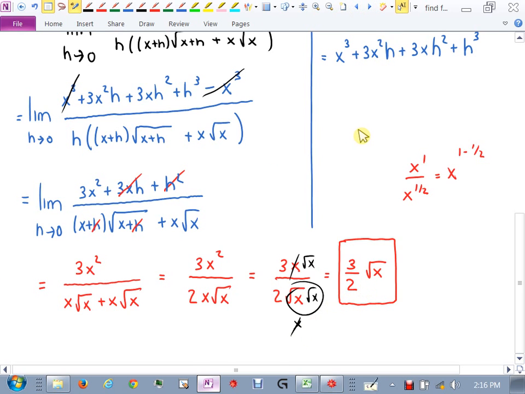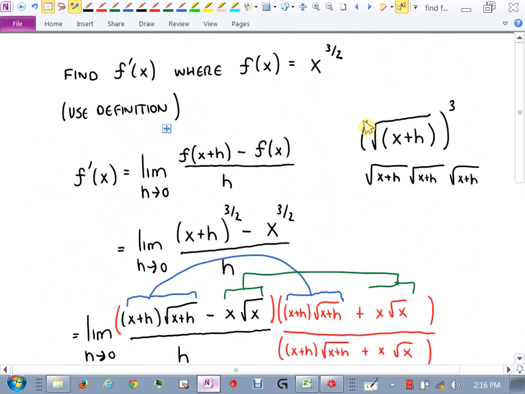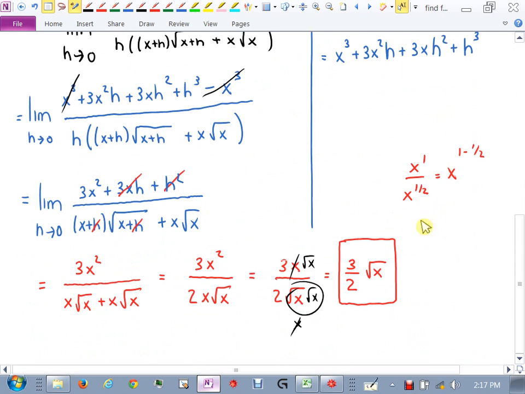So the question that was just posed before that one was, couldn't we have just taken a shortcut and done it? Yes. Check it out. Look at how easy this is. The power up here is 3 halves. Bring it out front, multiply it times what was out there, which is a 1. So you have 3 halves x, now subtract 1 from the power. 1/2. What's x to the 1/2? Square root of x. 3 halves square root of x. Isn't that nice?